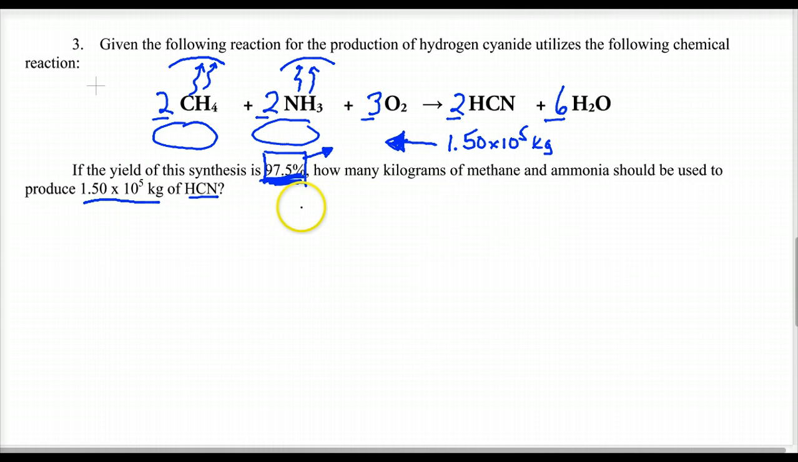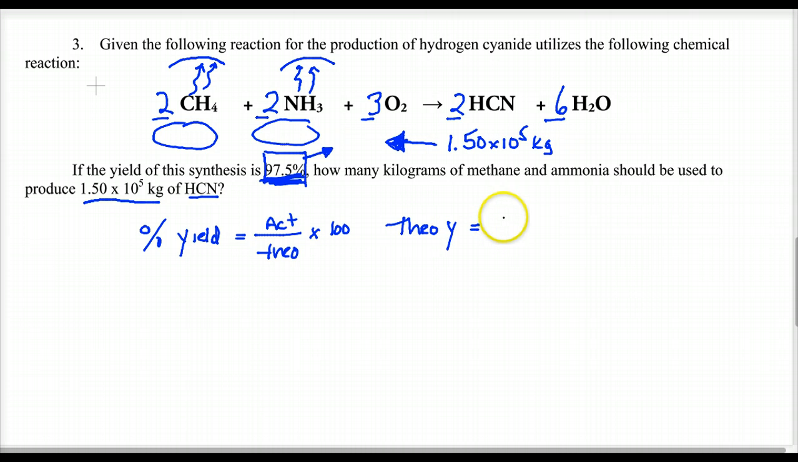Okay, so what we're going to do is start with a formula, and you may not need it, I'm just laying it out for you. Percent yield equals the actual over the theoretical yield, times 100. Well, rearranging this, you should get theoretical yield equals actual over the percent, of course, times 100.